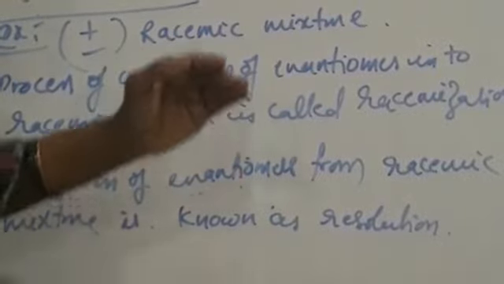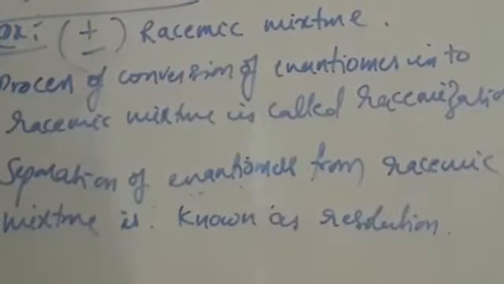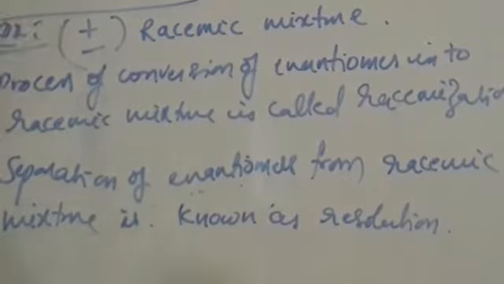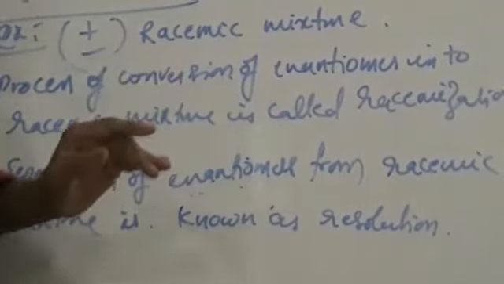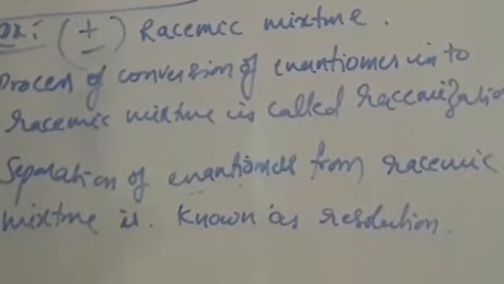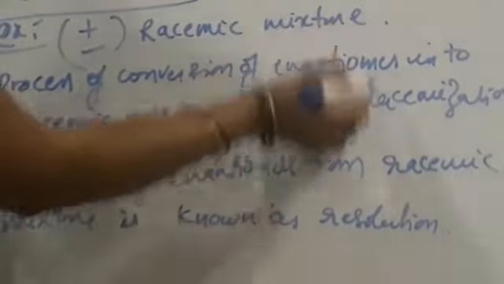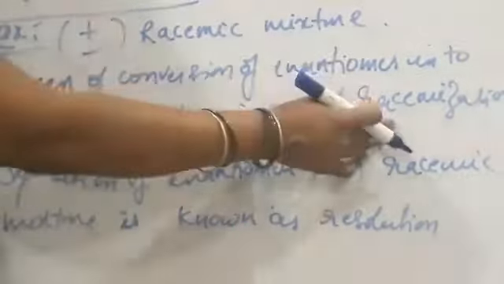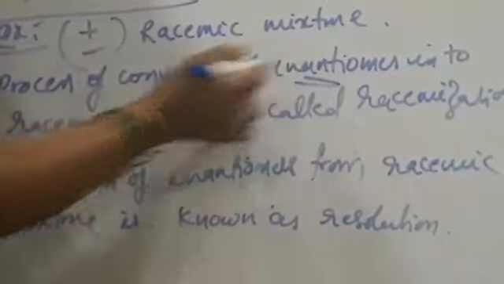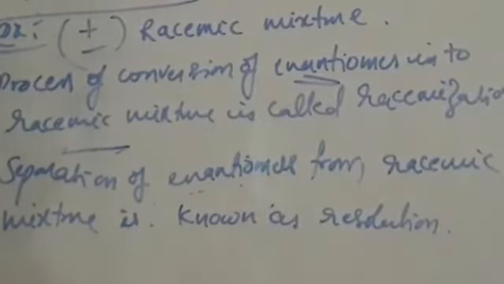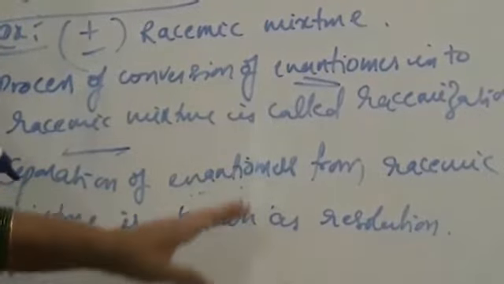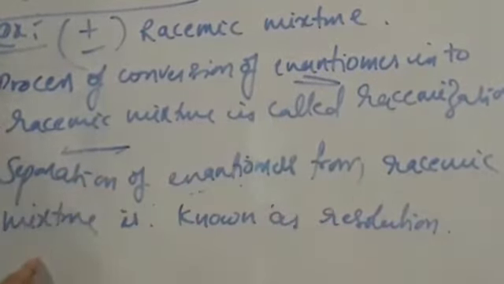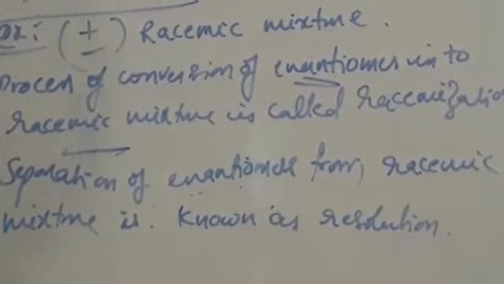Separation of enantiomers from a racemic mixture, that is called the resolution process. Okay? So, different terms are there. Racemization is the conversion of enantiomers into a racemic mixture, whereas resolution is separation of enantiomers from a racemic mixture, that is called the resolution process. Okay?